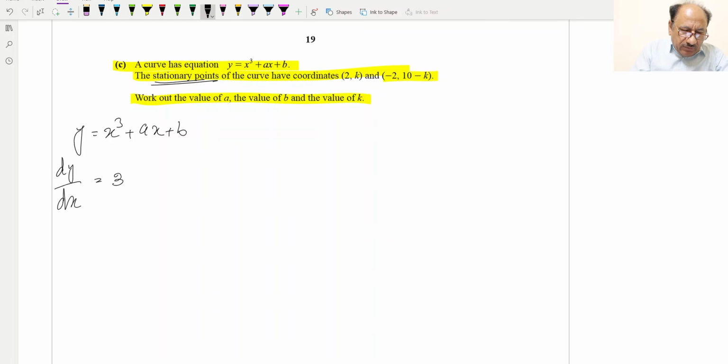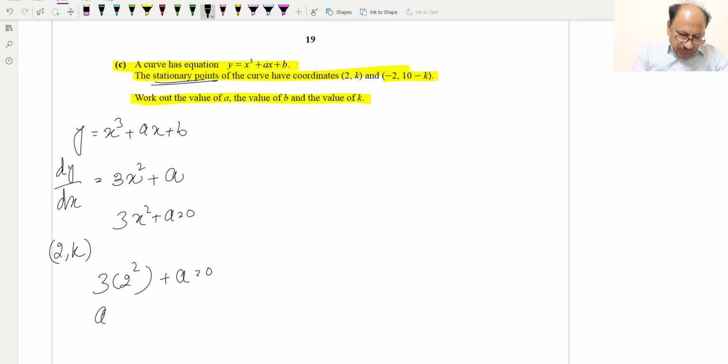So the derivative of x cubed will be 3x squared, plus the derivative of ax will be a, and the derivative of this constant will be 0. So I'm not writing this, and we know that the derivative will be equal to 0 for the stationary point. So we can write 3x squared plus a is equal to 0, and for this point (2, k) we can replace in this equation, and we will get 3 into 2 squared plus a is equal to 0. So a is equal to minus 12. So this is the value of a which we got.